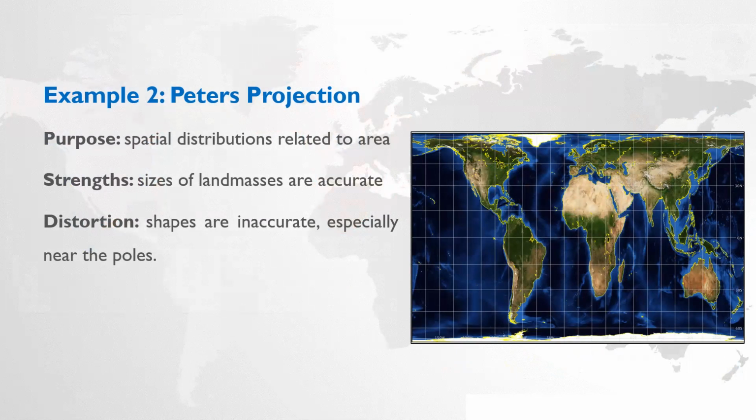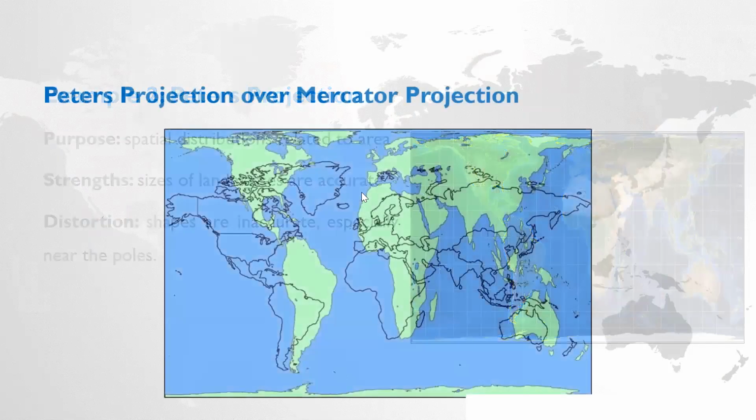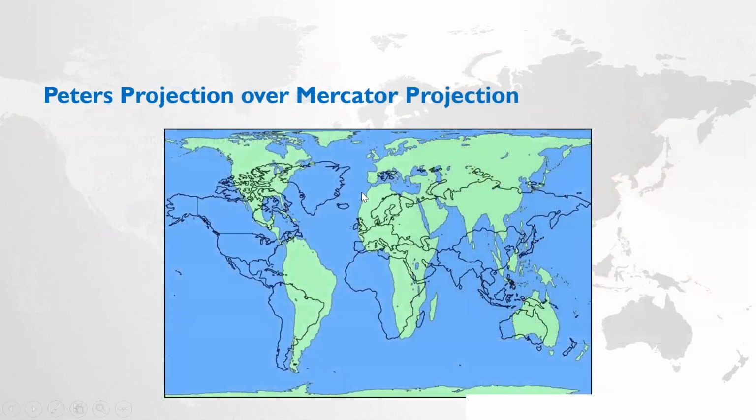The only problem here is that the shapes aren't accurate. If you look at Africa and South America, they look kind of elongated, like they're stretched out. And so the shapes of those are wrong. And if you put the Mercator projection over the Peters projection, it's totally different. Somehow Europe is way more northern than the Mercator would suggest.